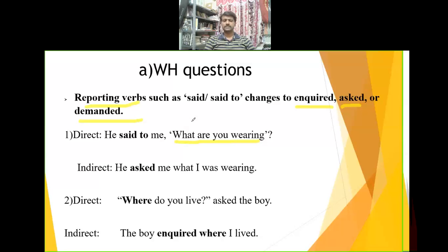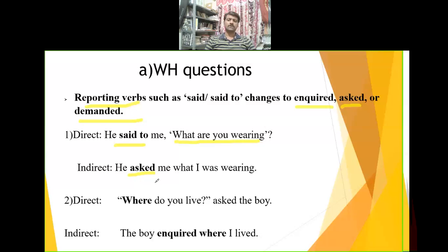You have to remember. Example, look at a sentence in direct speech here. He said to me, what are you doing? Sorry, what are you wearing? Here, the reporting verb said, you have to change it into asked. First point, you have to note that one.